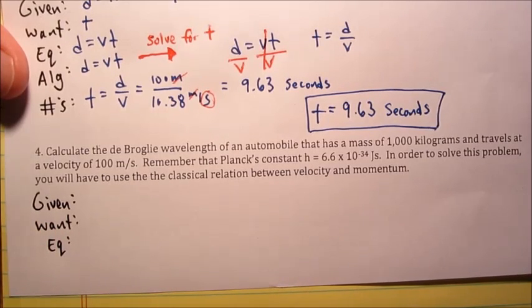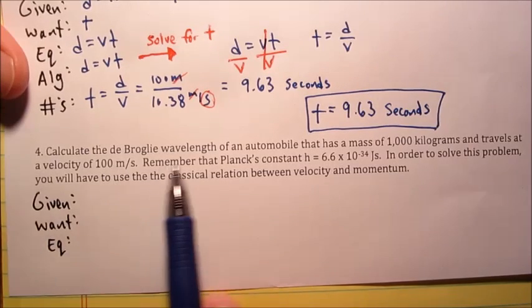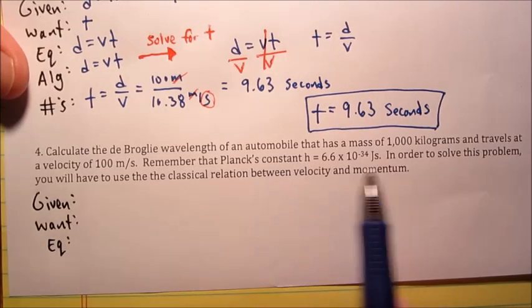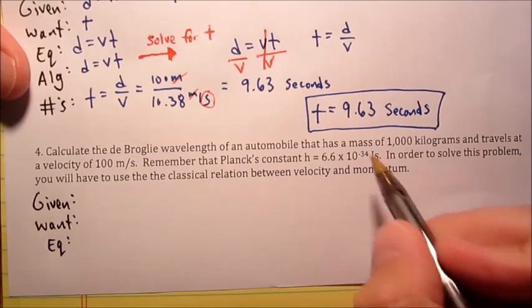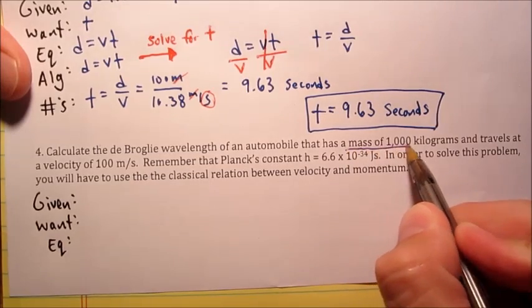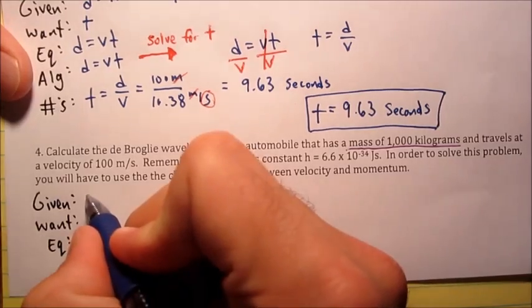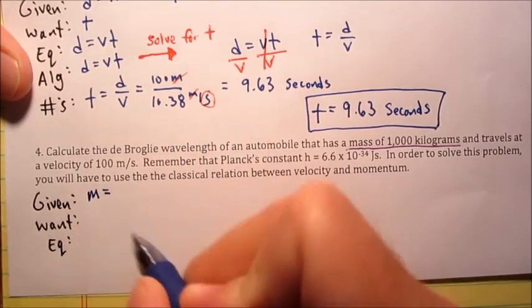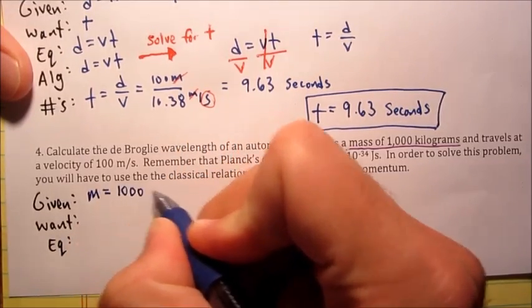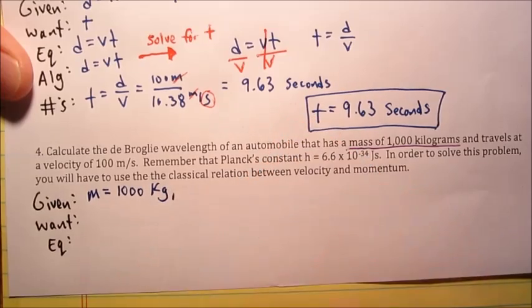Alright, so go ahead and pause it right now, try it for yourself. Alright, we're back. It says we have an automobile that has a mass of 1,000 kilograms. So I'm going to underline what they give us. Mass, 1,000 kilograms. And then I'm going to write it down. Mass, we'll use the symbol M. And it's 1,000 kilograms, kg.